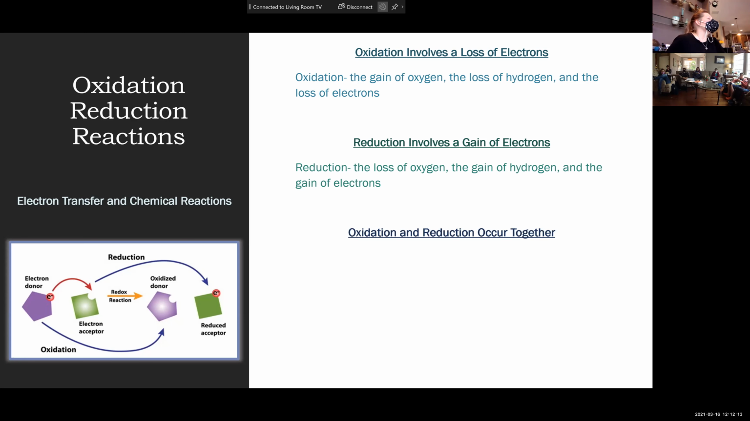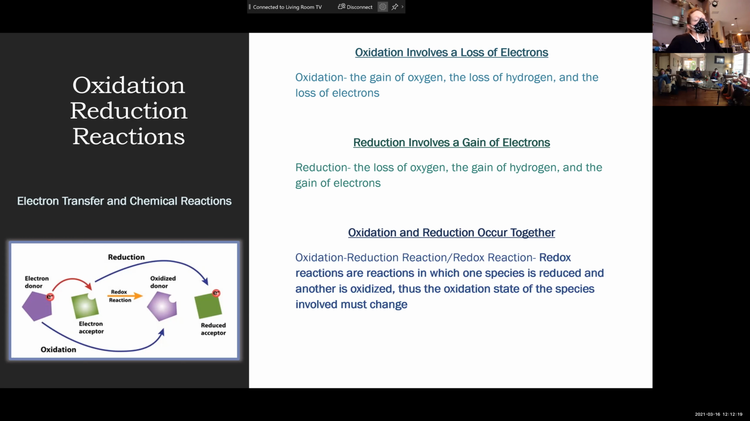So they always occur together. When something is oxidizing, something else is reducing, always. Because they occur together, instead of saying oxidation-reduction reaction every time, we just call it redox, because it's just so much easier to say redox, right? So redox reactions are reactions in which one species is reduced, another is oxidized, and the oxidation state of the species involved changes.